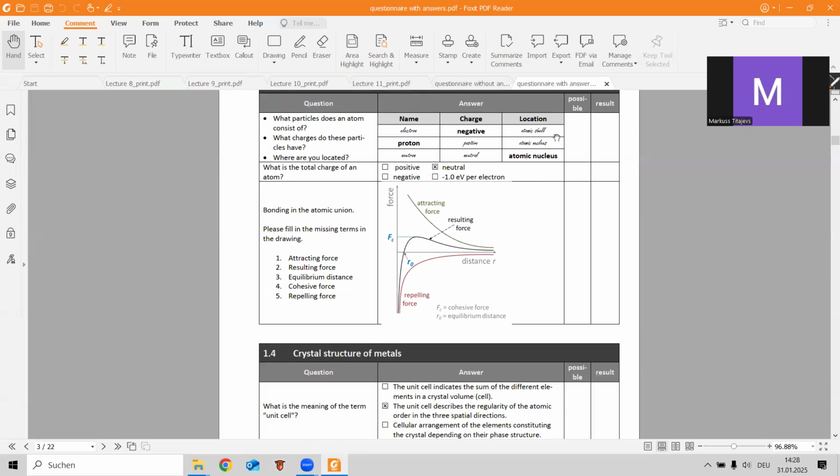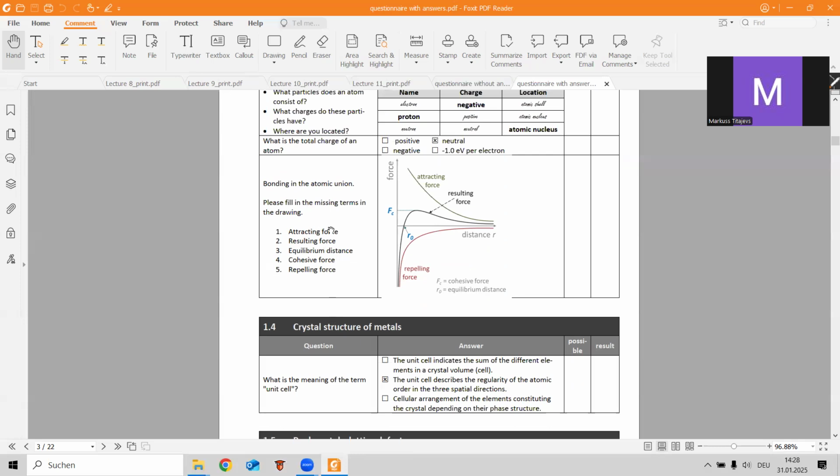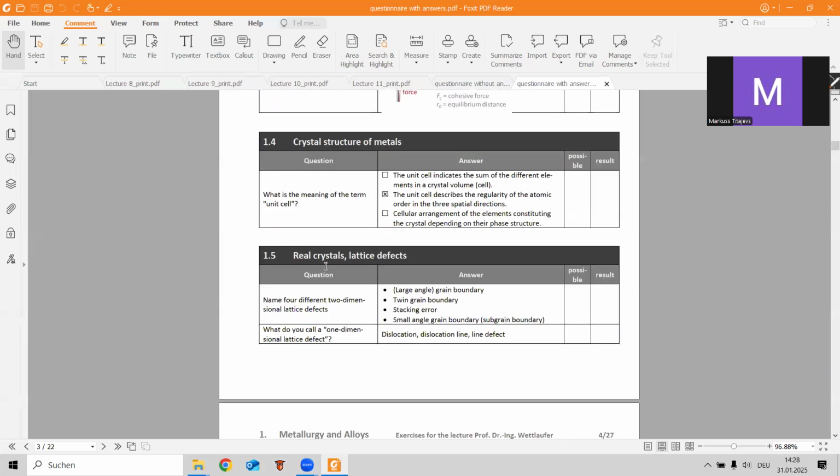Electron is negative charge in the atomic shell, proton positive in the atomic nucleus, and neutron in the atomic nucleus. The atom's total charge is neutral. So here we have attraction force and the resulting force. You see the cohesive force, the equilibrium distance r0, repelling force. What is meant by a stable unit cell? The unit cell describes the regularity of the atomic order in 3 spatial directions.